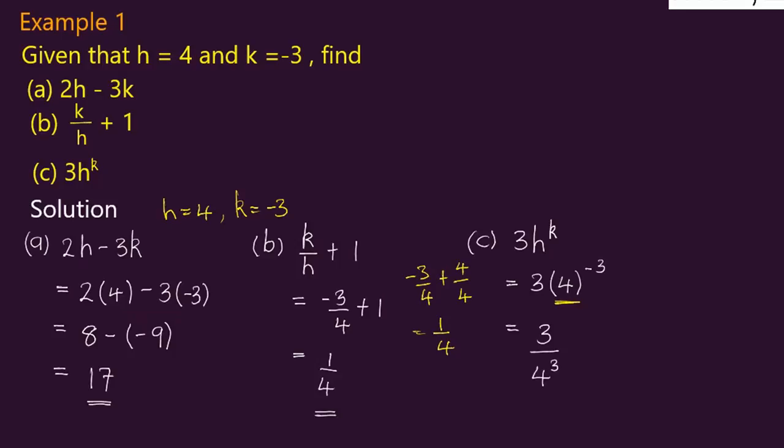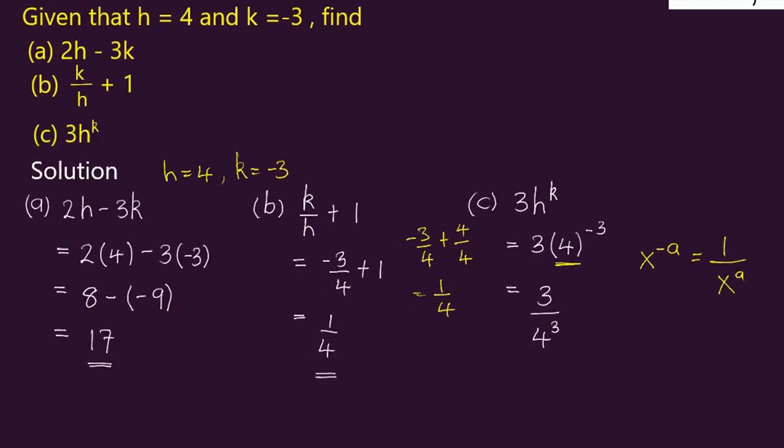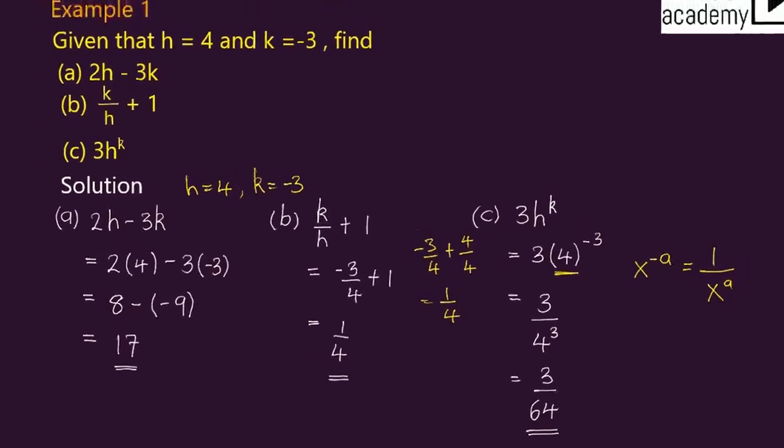So I've used here the laws of indices for negative powers. Remember, x to the power of -a is 1 over x to the power of +a. So this will give us, for the solution, 3 divided by 64, since 4 cubed, 4 times 4 times 4 will give us 64. So that's the answer to part C.